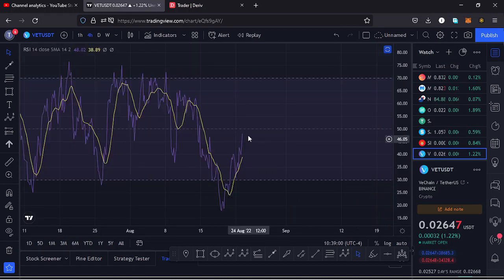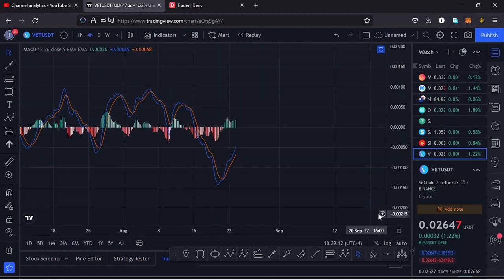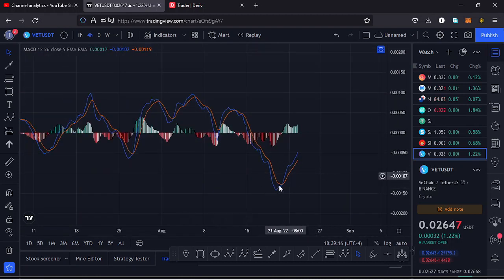Also taking a look at the indicators. Here on the RSI, we are trading at around the 46 mark, and that would mean any movement to the upside would be supported on the RSI. Also taking a look at the MACD, here on the MACD we have also printed a bullish cross, and that would mean higher prices could be coming our way.